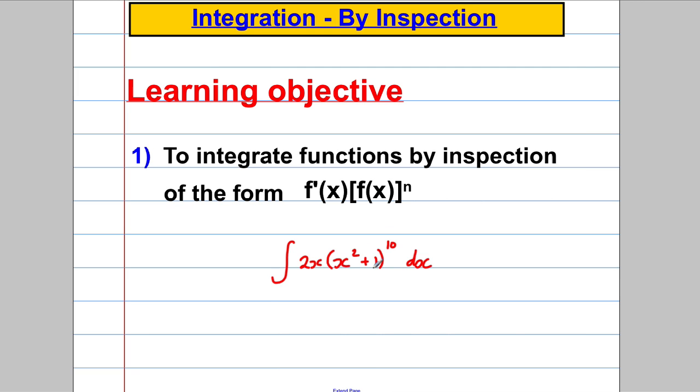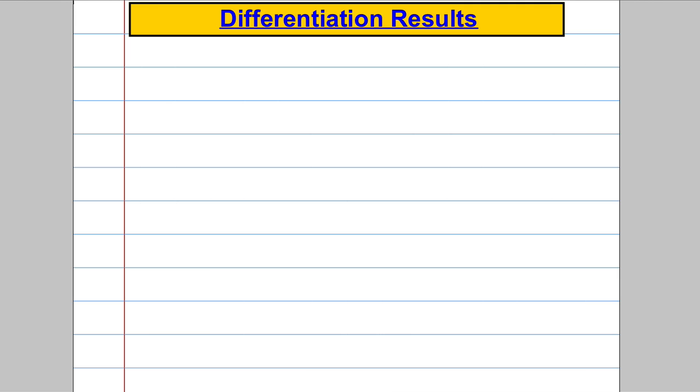So where you've got some function of x to a power, and that expression inside the brackets differentiated and multiplied by the expression to a power. So we'd like to integrate functions like that, and we can do it by inspection. Now, in order to get there, let's talk about some standard differentiation results. Okay, so let's do a few examples.